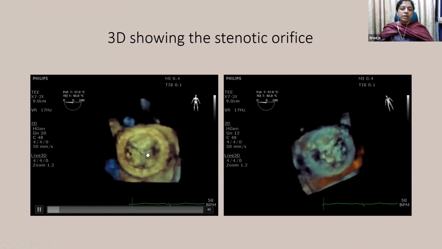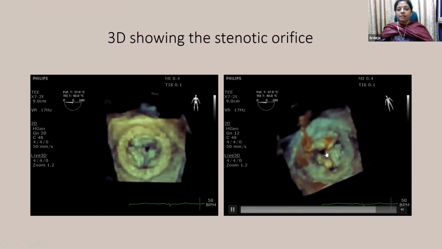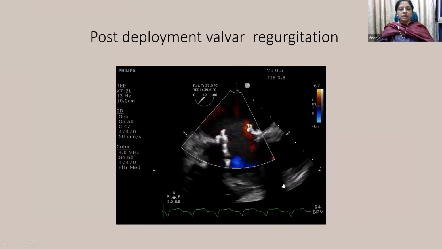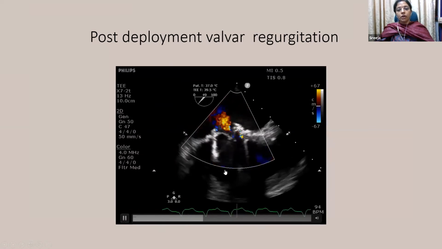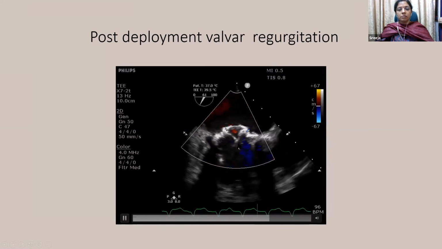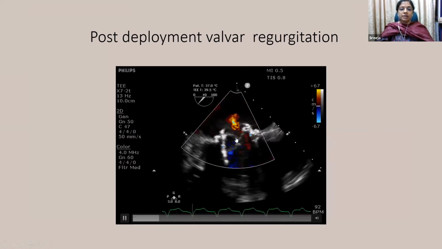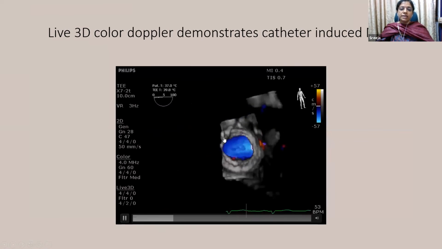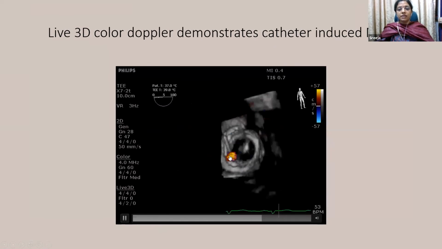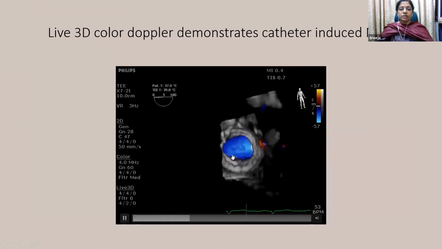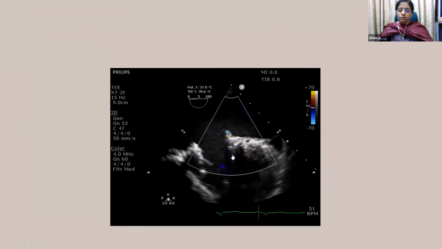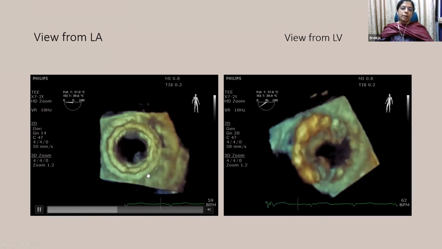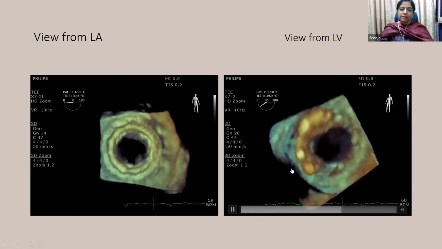Yeah. So this is a stenotic orifice which is seen from the left atrial side. The same can be seen from the left ventricular side. And this is the delivery system across it. After deployment of the valve, we can see that there is some valvular regurgitation. And on a live 3D image, you can see that a catheter which was across the valve is splinting one of the leaflets and causing a regurgitation from that point. So it disappeared after removal of the catheter. So this was the final valve, and you can see beautifully the nicely coapting valve, both from the LA side as well as from the LV side.